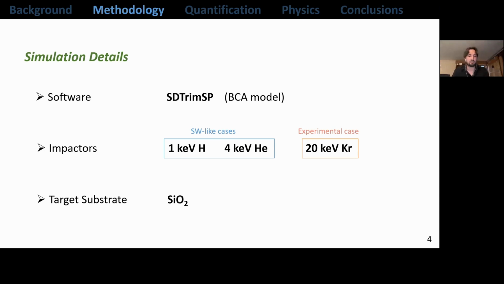And then for all impactors, we bombarded a silicon dioxide substrate. It's a mineral readily present in both the surfaces of the moon and Mercury.